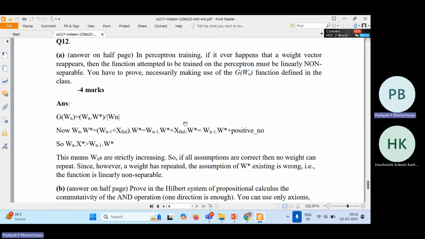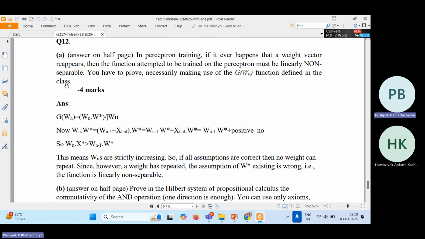Then this question was this. In perceptron training, if it ever happens that a weight vector reappears, then the function attempted to be trained on the perceptron must be linearly non-separable. You have to prove it necessarily making use of the GWN function defined in the class. There can be different ways of proving it, but your hands were tied. You had to make use of GWN. I wanted to make sure that you understand the property and the importance of the GWN function.